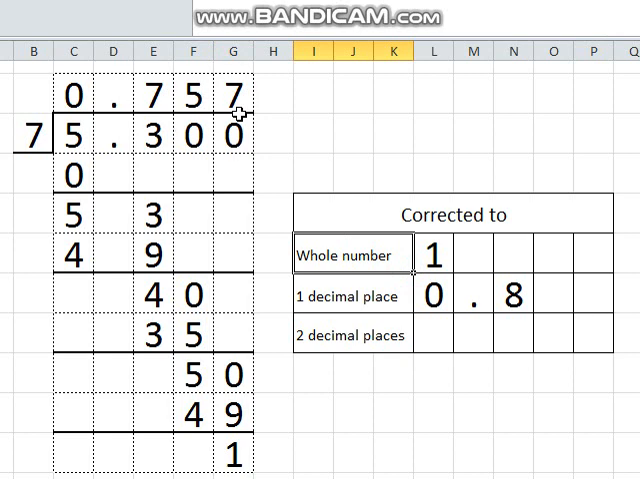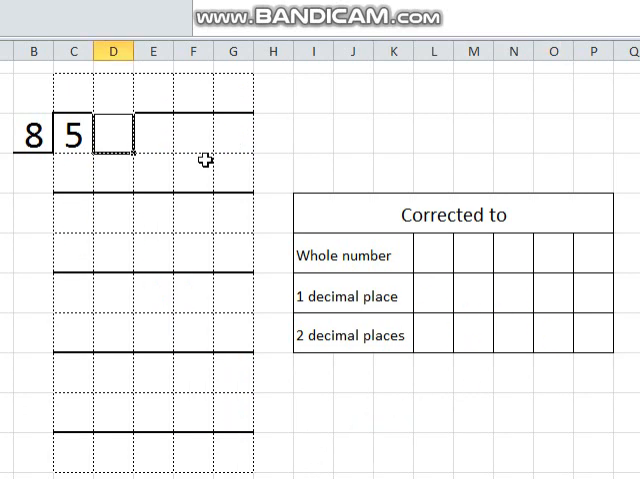You see 3 decimal places. When you want to round it to 2 decimal places, check the last digit here, 7 is greater than 5, right? So you round it up, so 0.757 becomes 0.76.